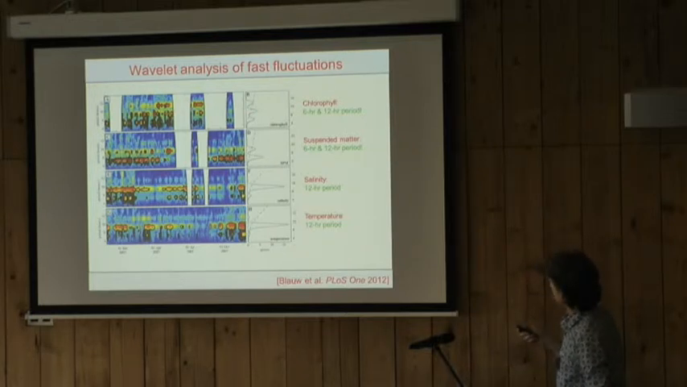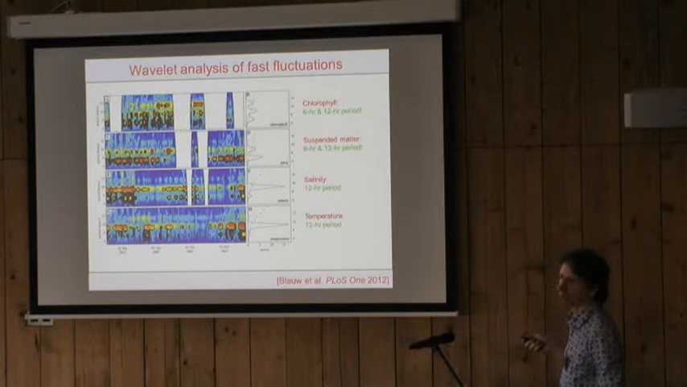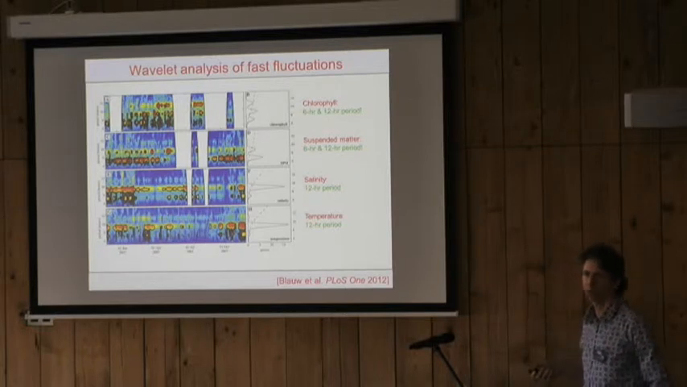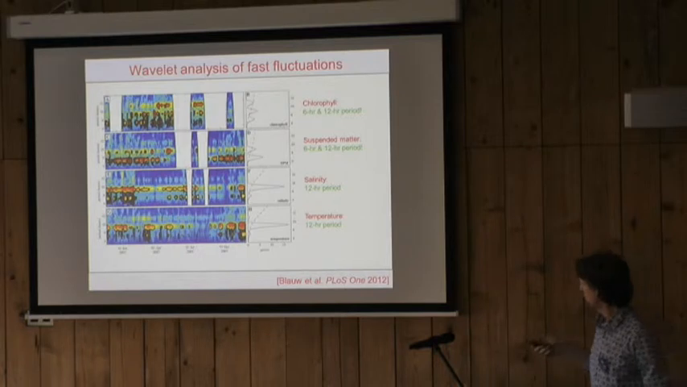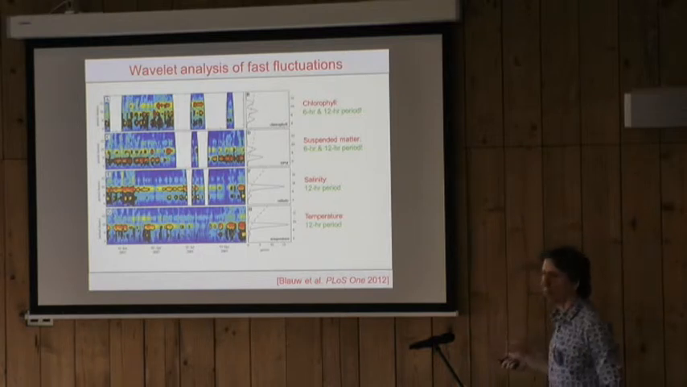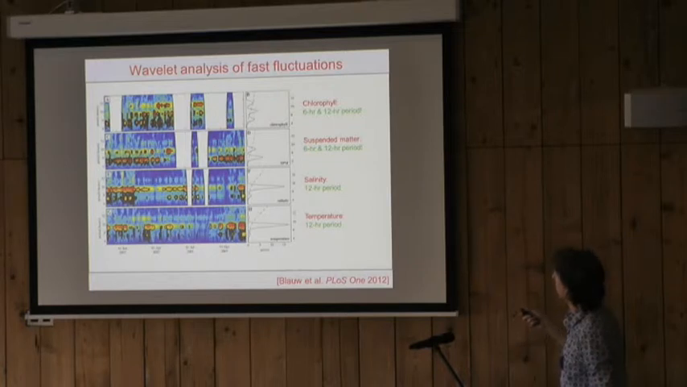Then if we look at the suspended particulate matter, we see a significant 6-hour and 12-hour periodicity. So the same as for chlorophyll, the 6 and the 12 hours. And for salinity and temperature, we only see a 12-hour periodicity and not a 6-hour periodicity. So that's interesting. Some of these variables show 12-hour periodicity, which is just a tidal motion. But suspended matter and chlorophyll show in addition also 6-hour periodicity. Where does it come from?